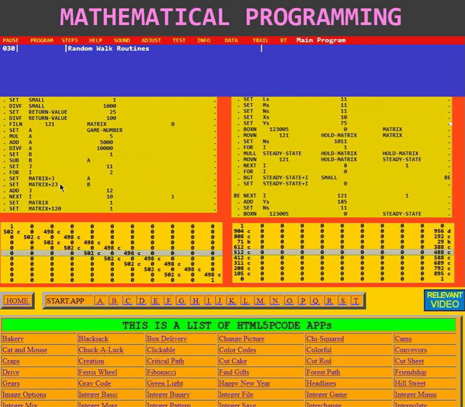Then it says set matrix plus 2J to the value of B. Well, 1 away from J, 2 away from J, this is this one here, 0.498. This is going to be a transition matrix. Let's see what happens next.